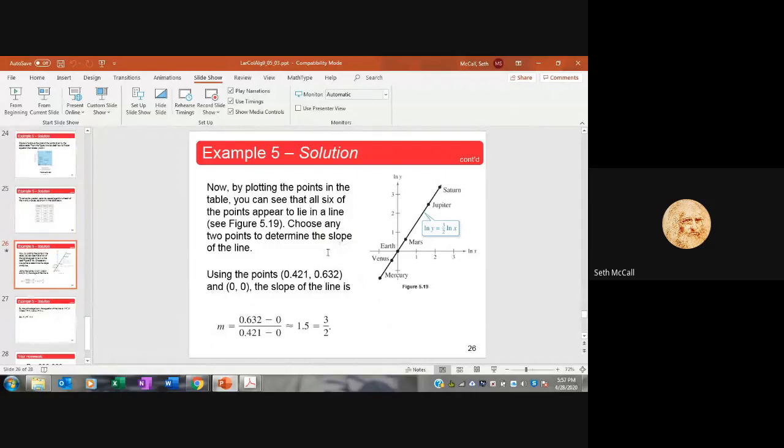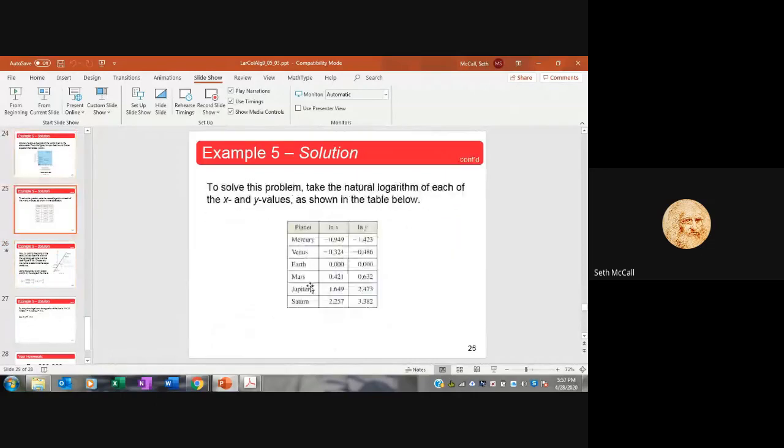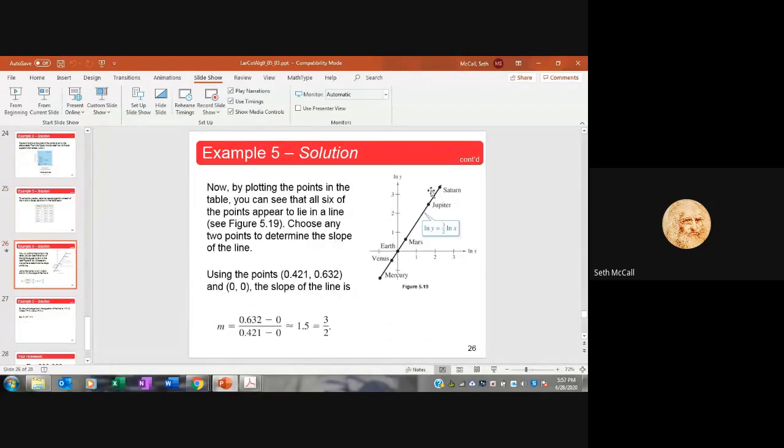And so the last piece of this is once we take these points right here, which are all the natural logs of the original data, and we plot them, they asked us to find the equation of this line. So this part is very simple. It's an algebra 1 problem. In order to find the equation of a line, you need to have the slope and you need to have the y-intercept. And so it's very easy to see the y-intercept. You can see the y-intercept is 0.